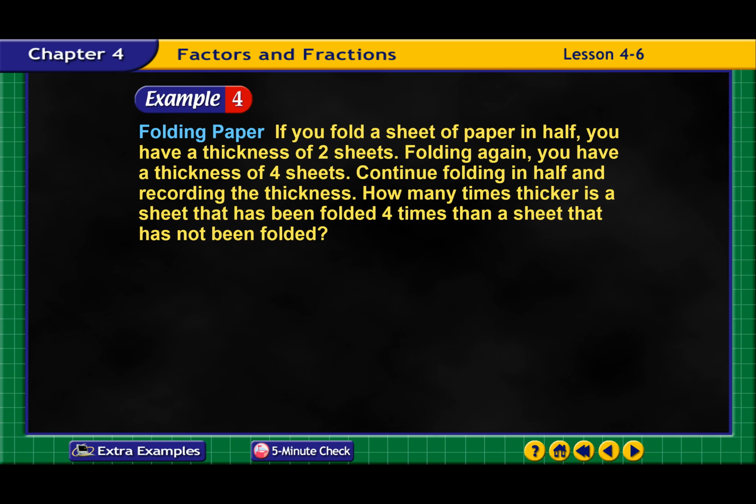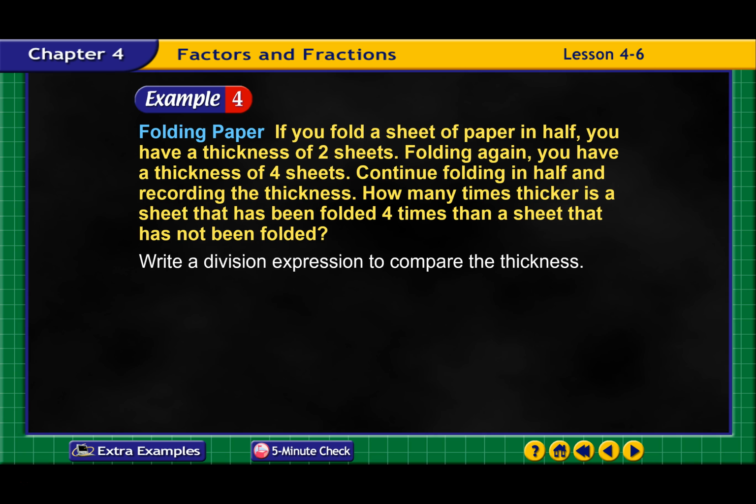All right, so this is what a word problem could look like. I think you'll have one on your homework. If you fold a sheet of paper in half, you have a thickness of 2 papers. Folding again, you have a thickness of 4. Continuing in half, recording the thickness. How many times thicker is a sheet that is folded 4 times than a sheet that has not been folded?